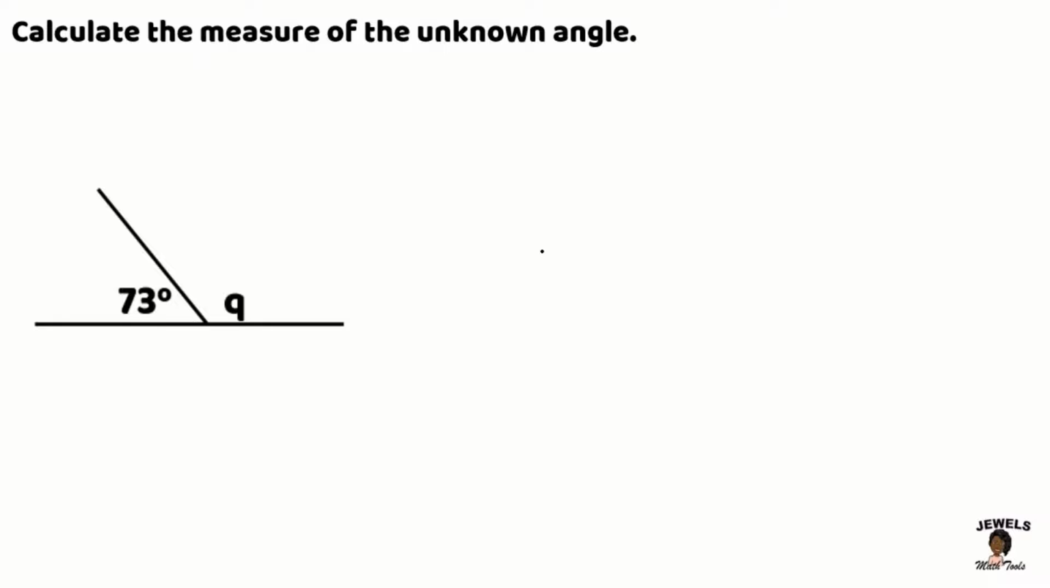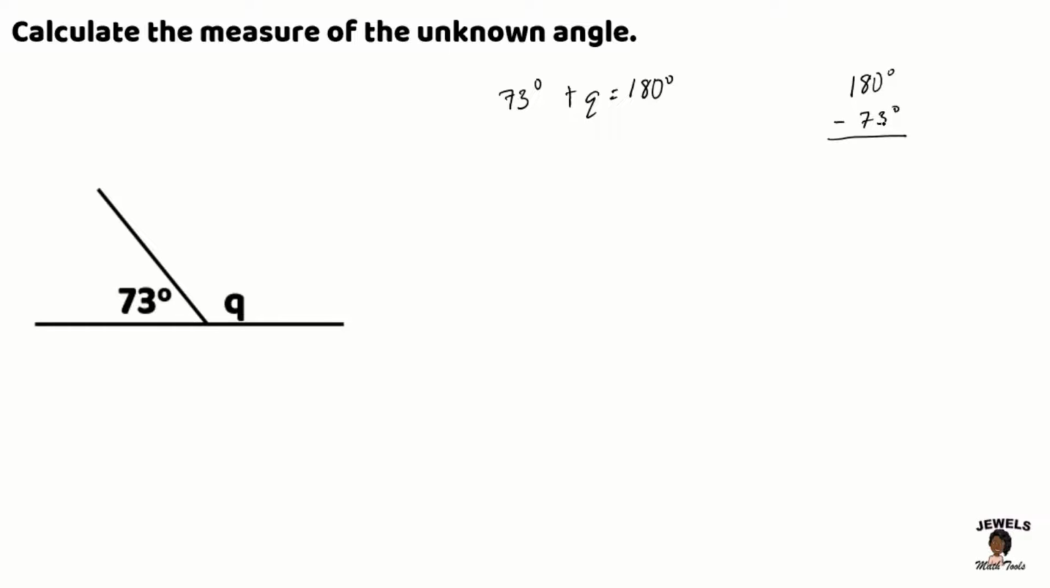Let's try another example. Feel free at this point to pause the video, calculate the measure of your angle Q, and then when you're ready you can unpause the video and follow along with me to see if I got the exact same answer that you did. So we're going to begin again by writing out our equation where 73 degrees plus Q is equal to 180 degrees. Now we're simply going to subtract our 73 degrees from our 180 degrees.